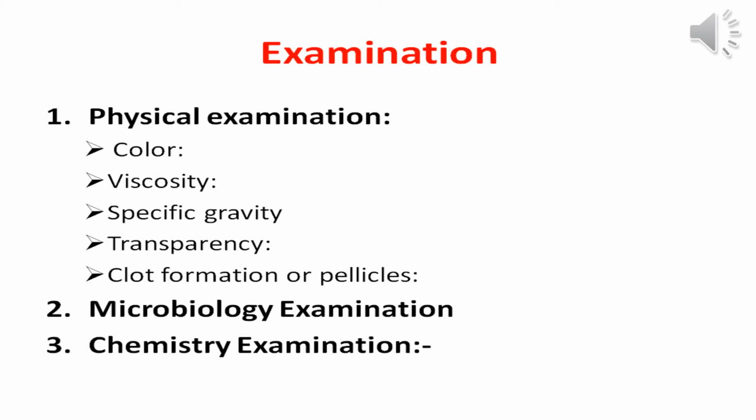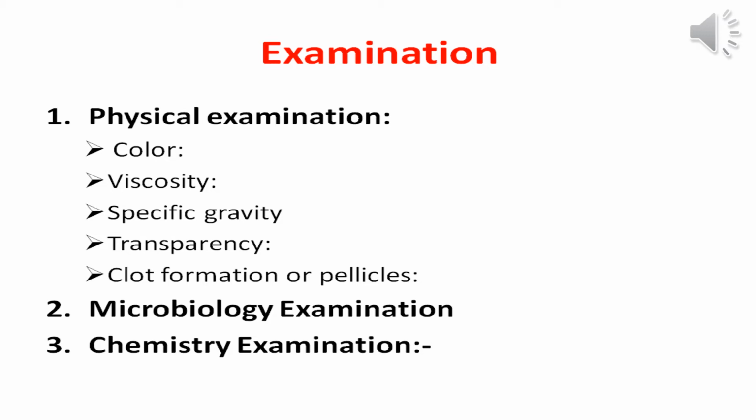For the specific gravity you can use the refractometer, and the specific gravity for CSF is 1.001 up to 1.008. What about the transparency? You can check it as you check the urine sample. We need to use, for example, a printed paper or a white paper with a black line, and you place the sample in front of this paper, and you read through the sample what is behind it.